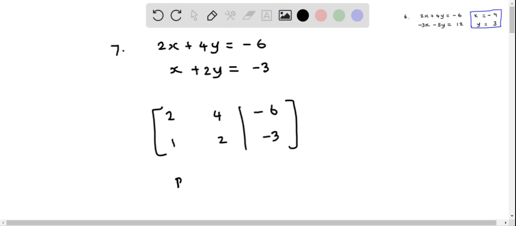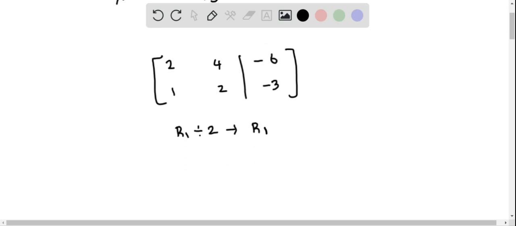So once again I do this operation, that is row 1 divided by 2. This is updated as row 1. So I'm going to divide all the elements of row 1 by 2. So when I do that, 2 by 2 is 1, 4 divided by 2 is 2, and then negative 6 divided by 2 is negative 3. And then I write down the row 2 elements as it is, that is 1, 2, negative 3.